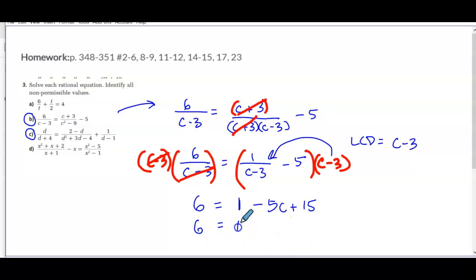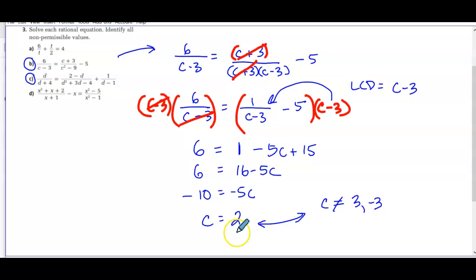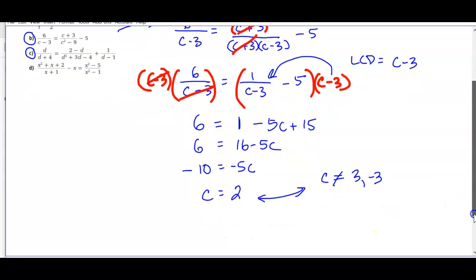And then collect like terms. And then bring the 16 over, so negative 10. And then divide by negative 5. That will give you 2. Non-permissible values, back up to your first factored form, would be 3 and negative 3. And you want to check. If this is a non-permissible value, then you have to eliminate it from your solution set. It's not, so that's your solution.